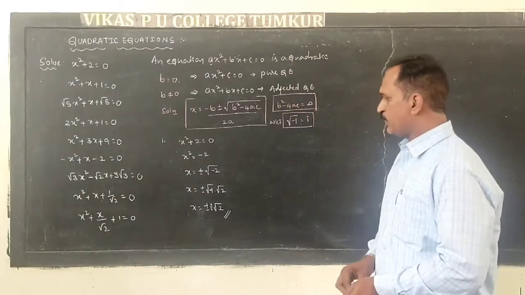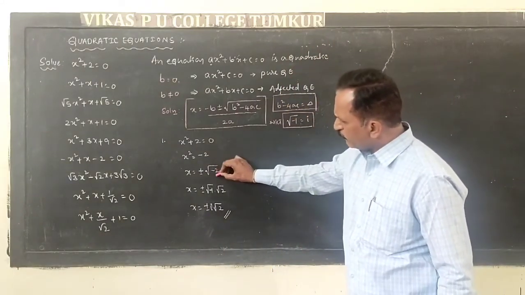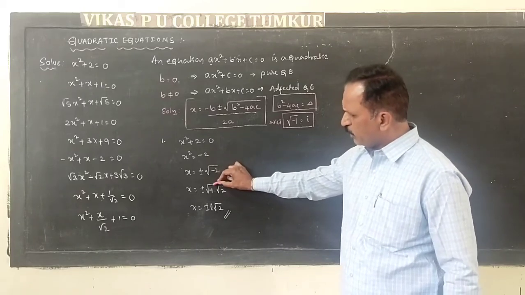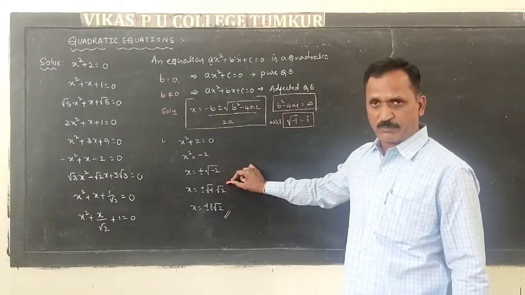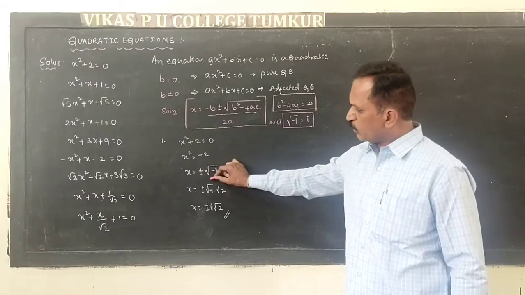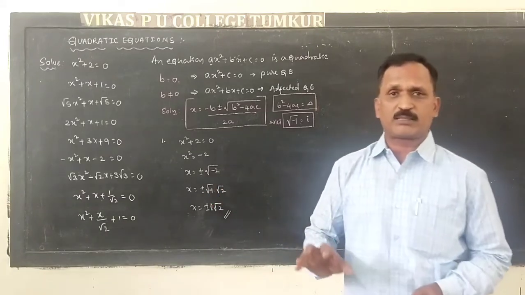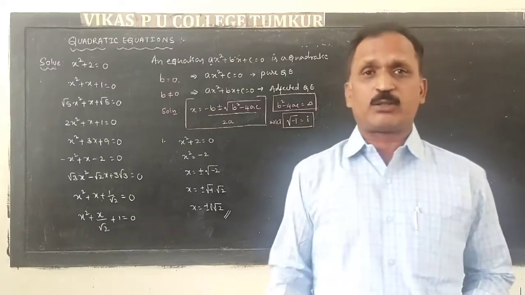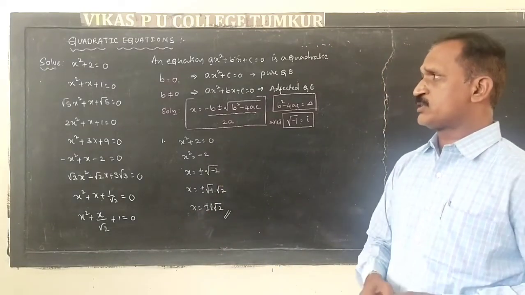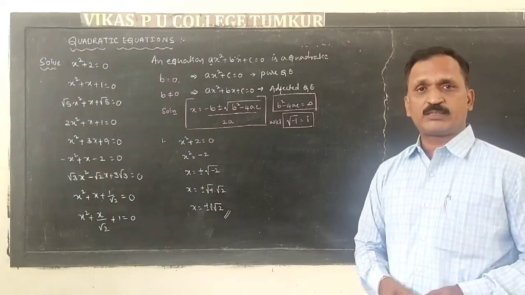The only change: when a negative value comes inside the root, we write it as root of minus 1 into root of the number, and represent root of minus 1 as I. That's all. Very simple. I think it is similar to the previous class studies. So I'll take one more example.